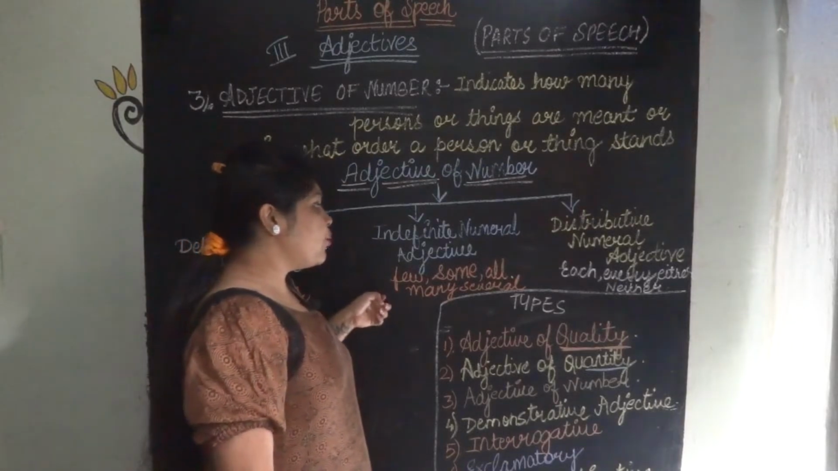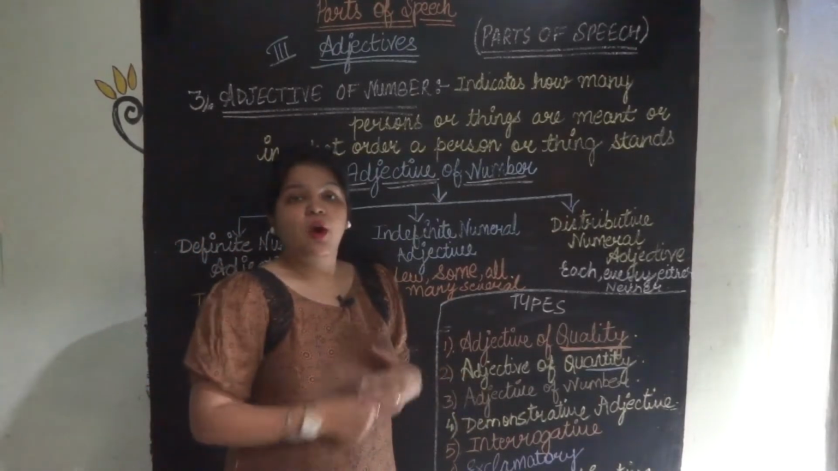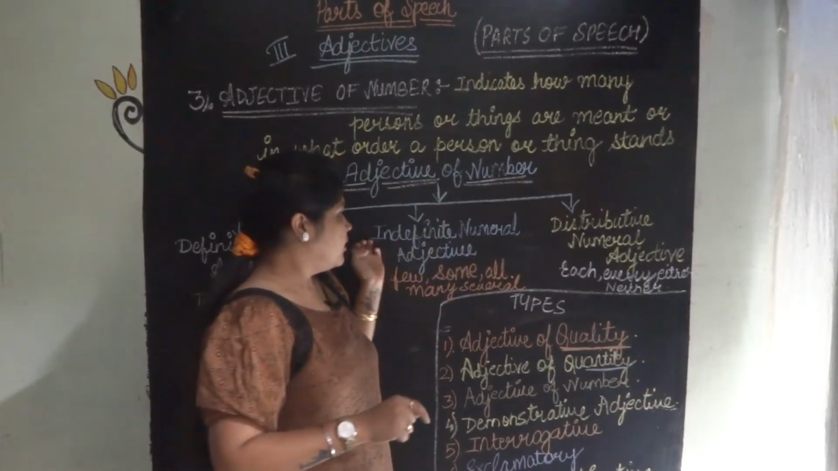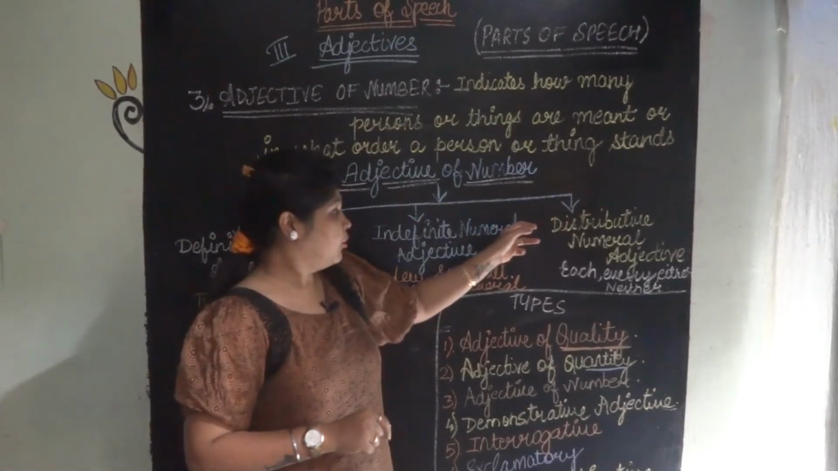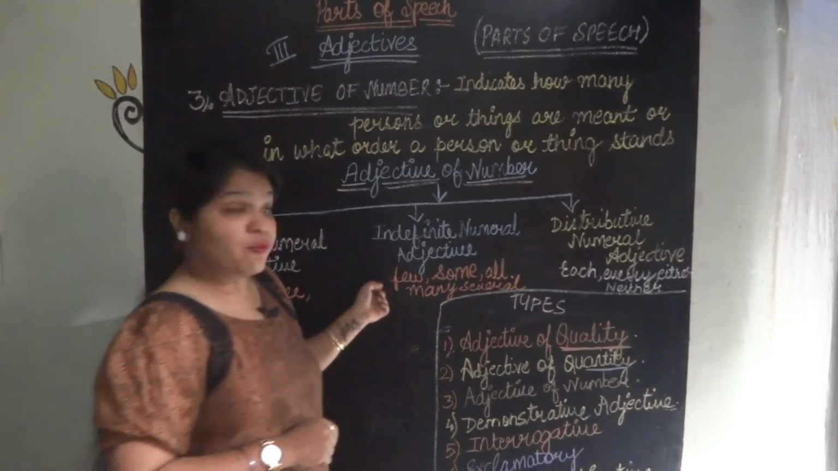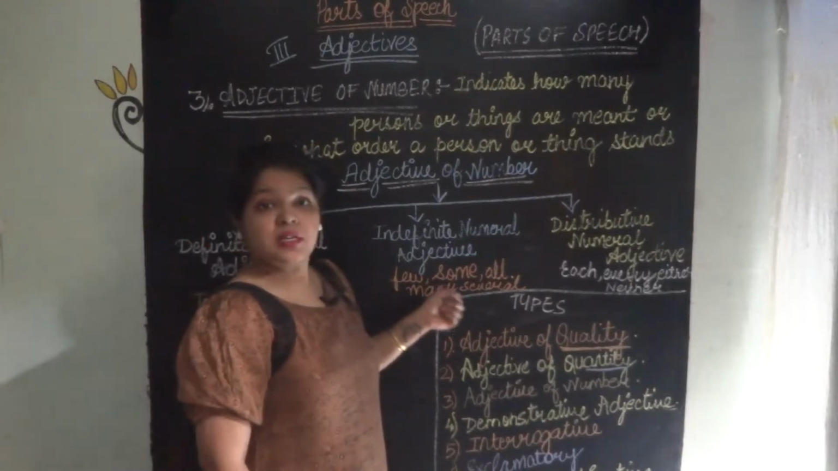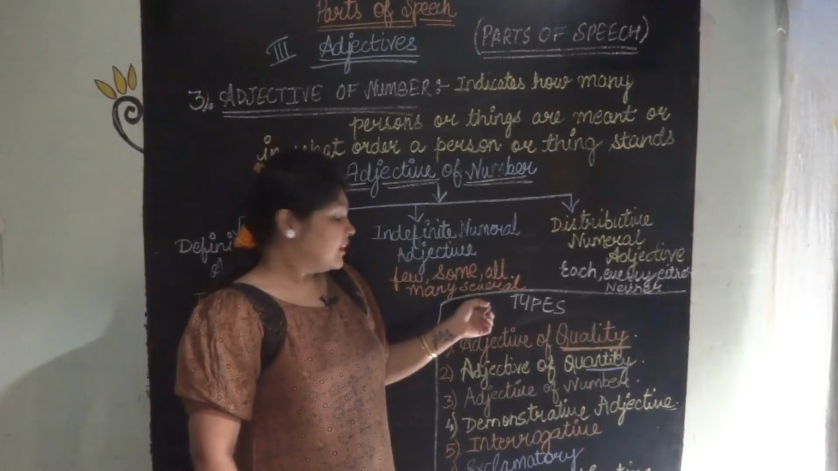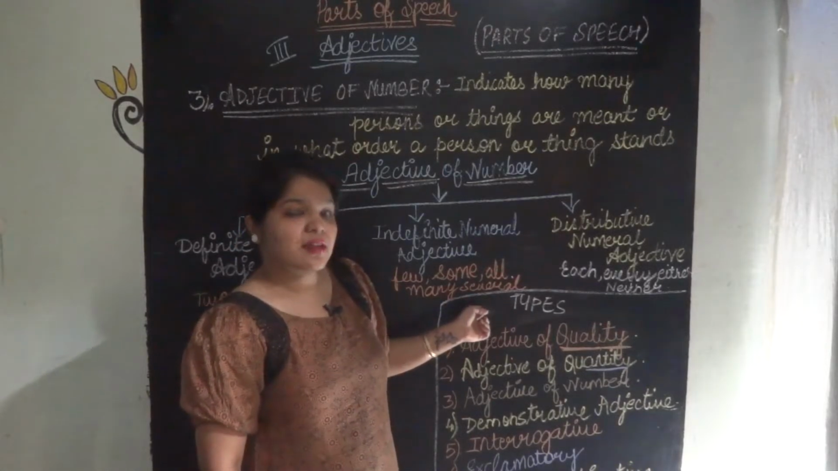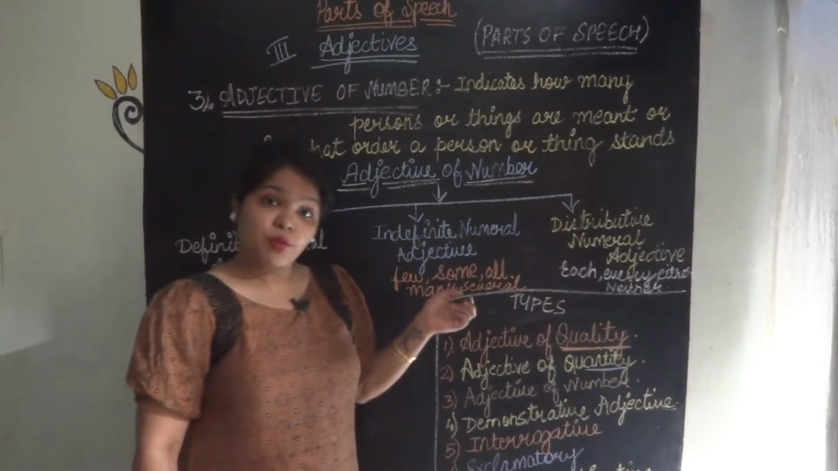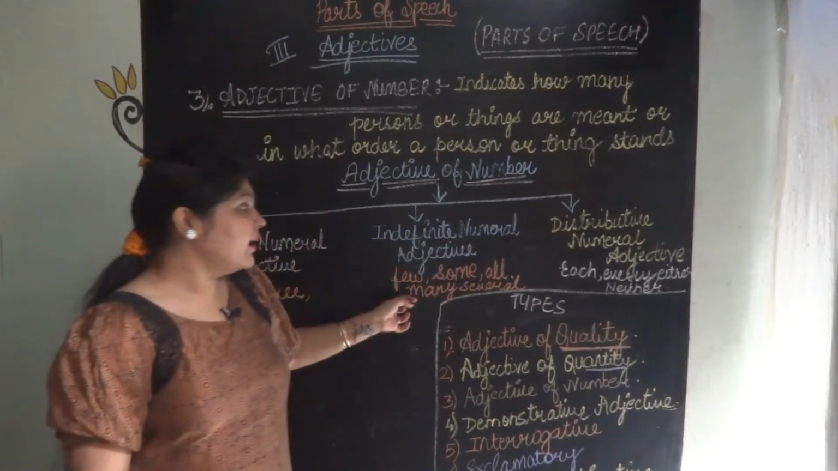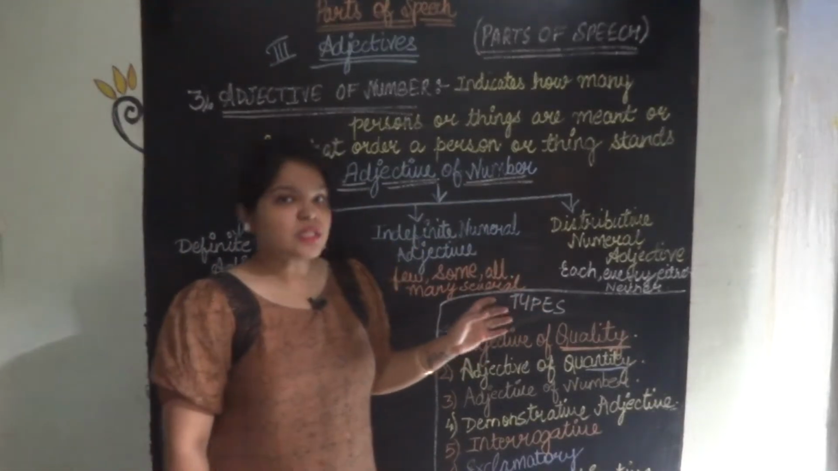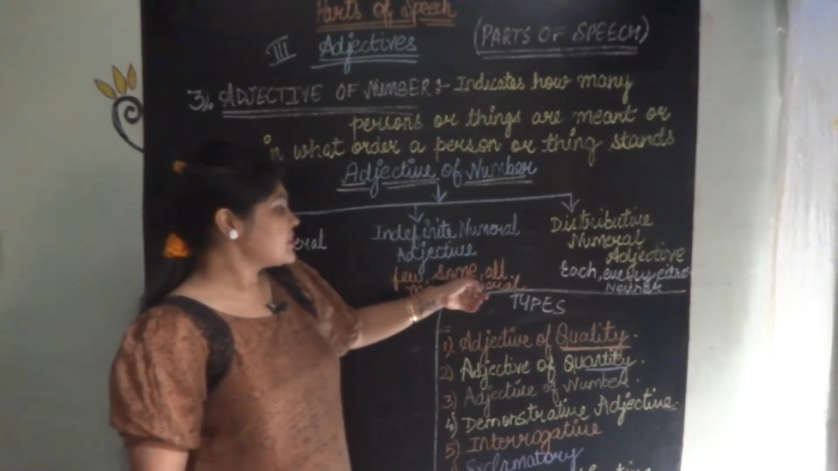And indefinite numeral adjective means numbers or the quantity which are not properly defined. As its name suggests, indefinite numeral adjective. Like for example, few, some, all, many, several. There are few boys sitting in the class. There are few girls that have gone in the ground. So these are indefinite numeral adjectives in which proper number is not given. Only these types of words.